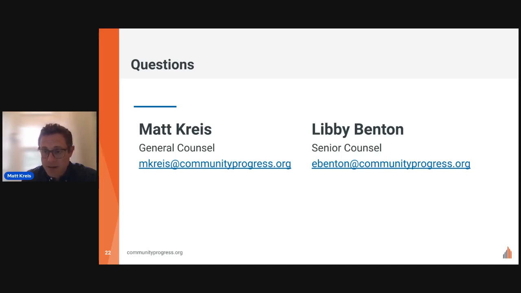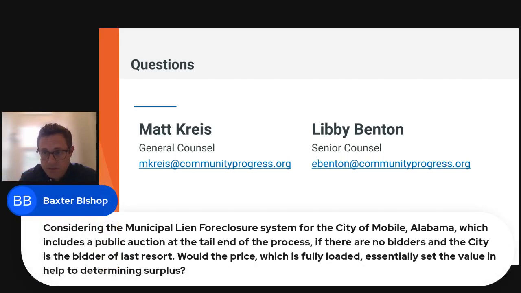And I'm going to go to Baxter here. So considering the municipal lien foreclosure system for the city of Mobile, Alabama, which includes a public auction at the tail end of the process, if there are no bidders and the city is the bidder of last resort, would the price, which is fully loaded, essentially set the value to help determine the surplus?